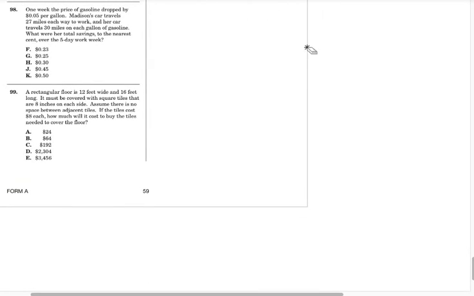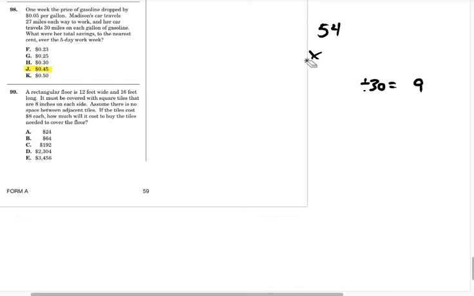We've got the gasoline price dropping. Let's see, 5 cents per gallon. She's going 27 miles each way, so that's going to be 54 per day. 30 miles on each tank, and she's going 5 weeks. So 54 times 5 is 270 miles. We need to divide that by 30, which equals 9. And she saves 5 cents per tank, so that's 45 cents. 9 times 5.